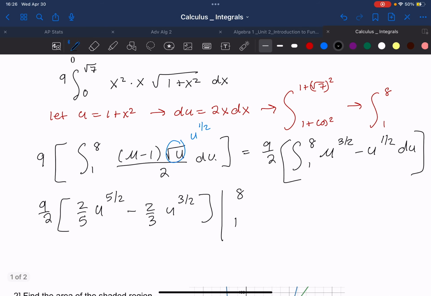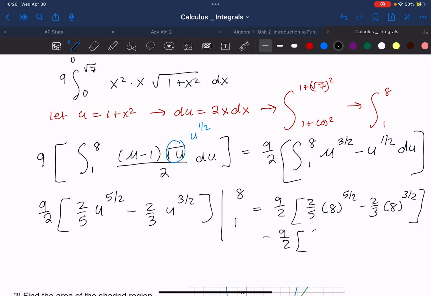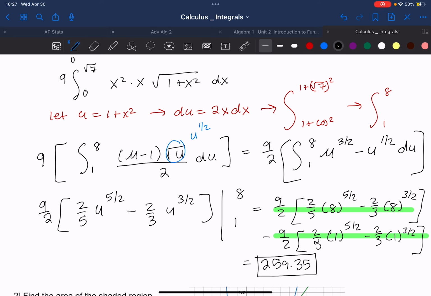So then I get 9/2 times 2/5 times 8 to the 5/2 power minus 2/3 times 8 to the 3/2 power, minus 9/2 times 2/5 times 1 to the 5/2 power minus 2/3 times 1 to the 3/2 power. And this gives me, I just typed this whole thing right here into my calculator. And this gives me 259.35 as the area under that curve. Okay.